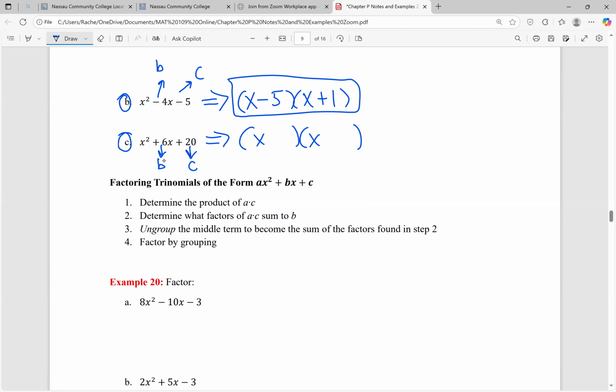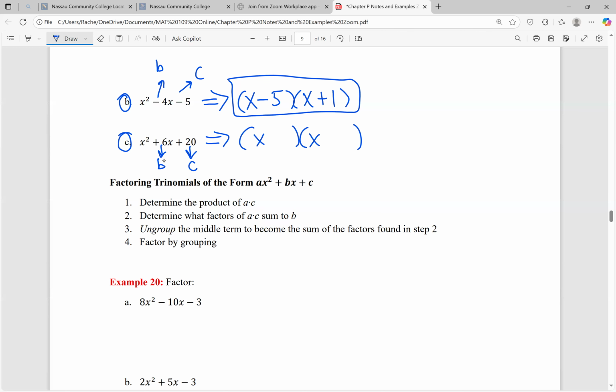1 times 20 is 20, but 1 and 20 would never add to 6. 2 times 10 is 20, but 2 and a 10 wouldn't add up to 6. We have 4 times 5 is 20, right? But a 4 and 5 combo, when I add them, is not going to add to 6. That's it actually. I covered all the factors, right? Because we did 4 times 5, and then 6, 7, 8, and 9 are not factors of 20. 10 is, but we already did the 10-2 combination.